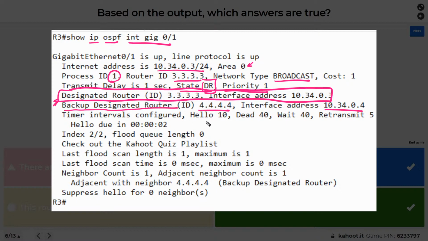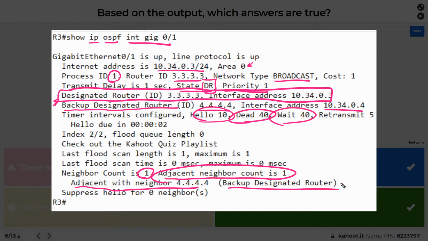I've got default timers of hello, dead, and wait. That's great. And it says down here, I've got a neighbor count of 1, and then an adjacent neighbor count is 1. So we could have 2 devices that are both like DR others, and there would be a neighbor count, but they wouldn't be fully adjacent. But this guy, because he's the DR and the other guy's the BDR, they're fully adjacent. Oh, and also says right here, adjacent with neighbor 4444, who's the backup designated router. All right, great information. Lots of fun there.